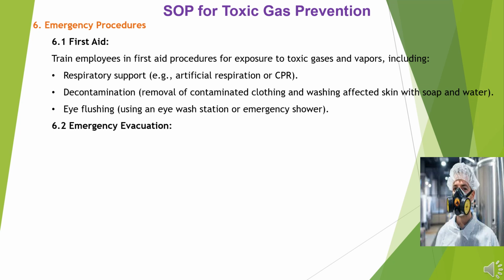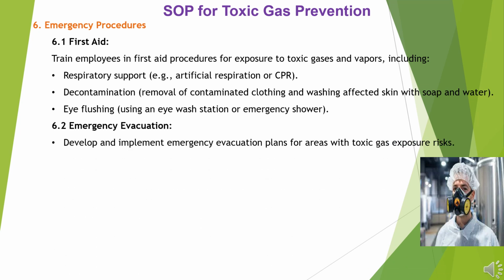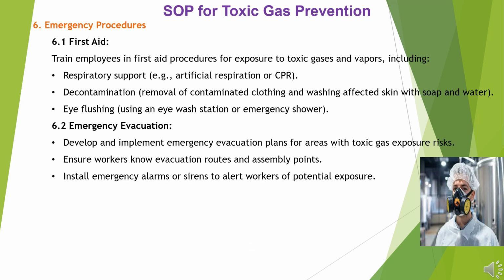6.2 Emergency evacuation. Develop and implement emergency evacuation plans for areas with toxic gas exposure risks. Ensure workers know evacuation routes and assembly points. Install emergency alarms or sirens to alert workers of potential exposure.